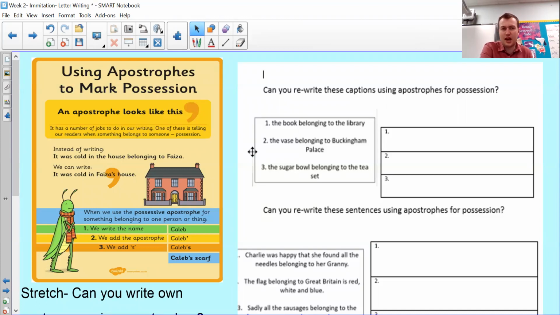So this is what you're going to have a go at. This is in Teams to help you, and then you're just going to have a go at rewriting some captions and sentences, putting in those apostrophes for possession. All right, good luck.